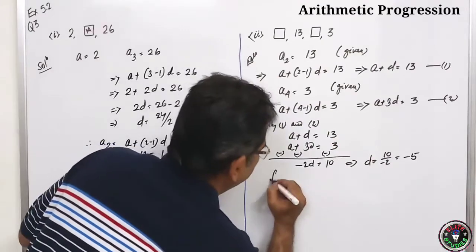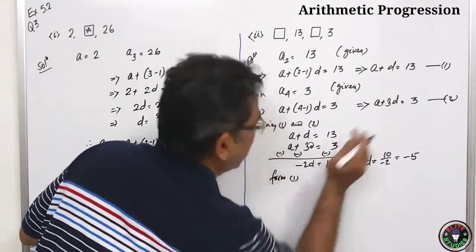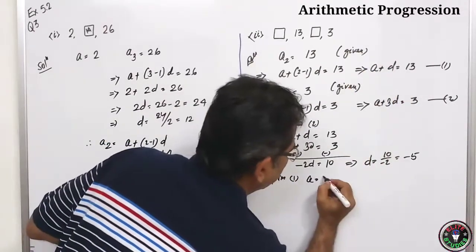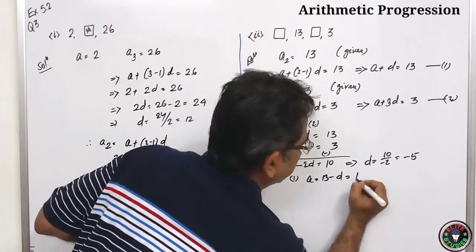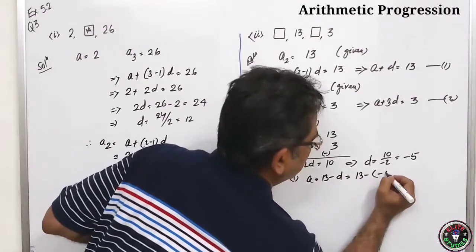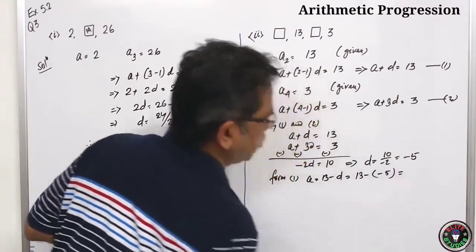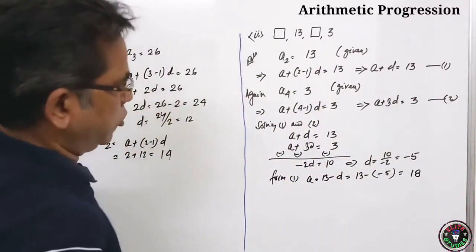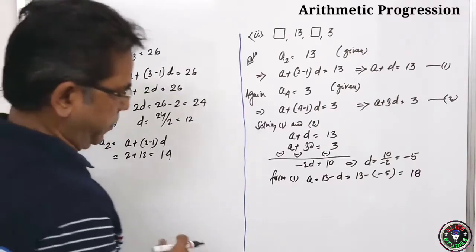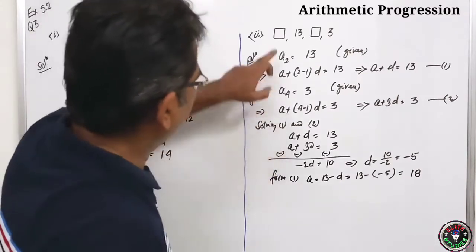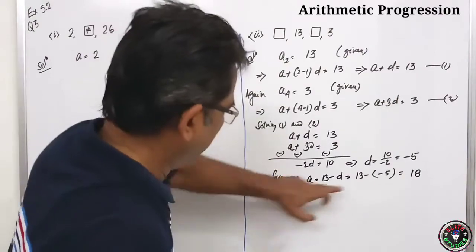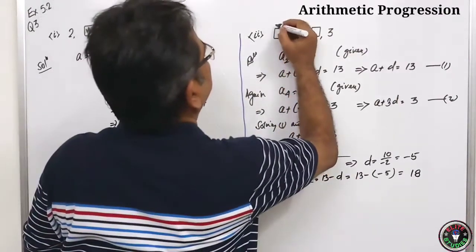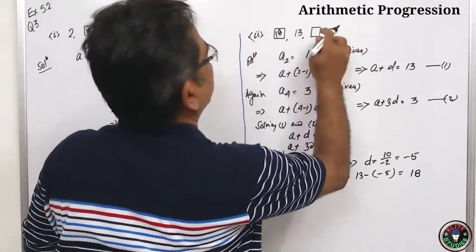So, from equation 1, A we can get as 13 minus D. So, it is equal to 13 minus D, which is 13 plus 5. It is 18. So, you got A and D. Therefore, A you got as 18. Here it is 18. And what will be this?